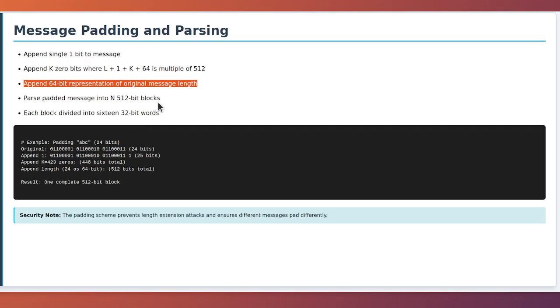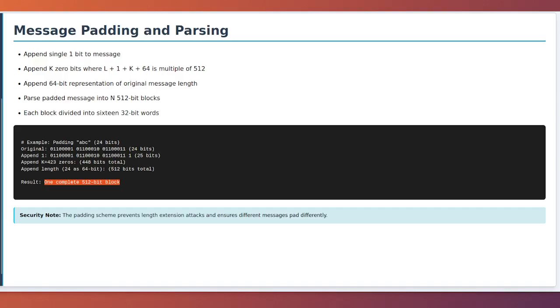Let's walk through an example. Suppose we want to hash the 24-bit message, which is the ASCII encoding of ABC. After appending the 1 bit, we have 25 bits. We need to add K zeros where 25 plus K plus 64 equals a multiple of 512. That gives us K equals 423. So we append 1 bit, then 423 0 bits, then the 64-bit value 24 in binary. The result is exactly 512 bits, one complete message block.